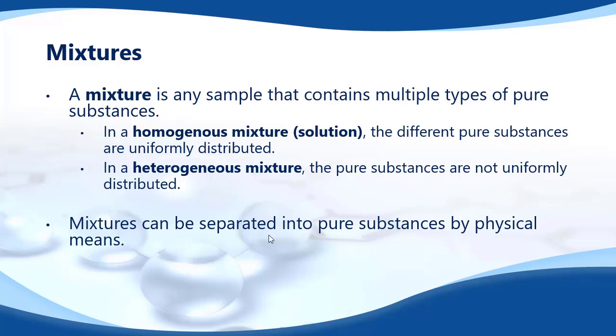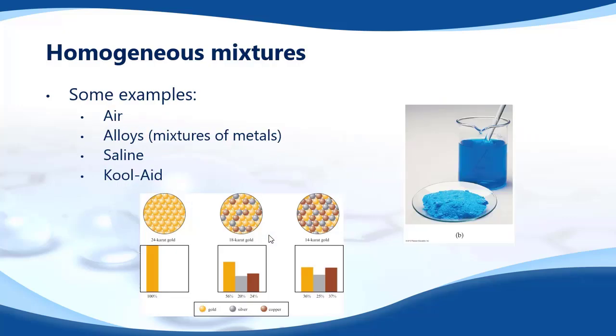Now, just to briefly give some examples for a homogeneous mixture. Air is a homogeneous mixture. It's mostly carbon dioxide, right? Air is about 78% carbon dioxide, 21% oxygen, and about 1% everything else in the air.